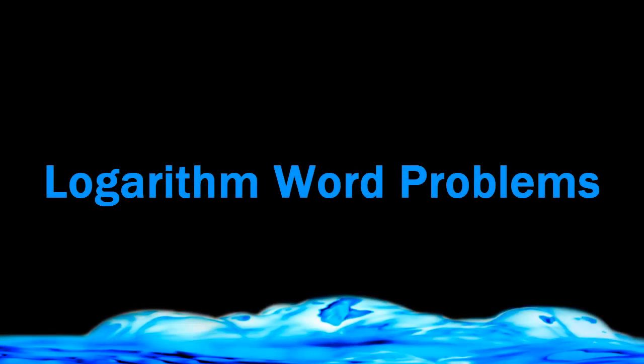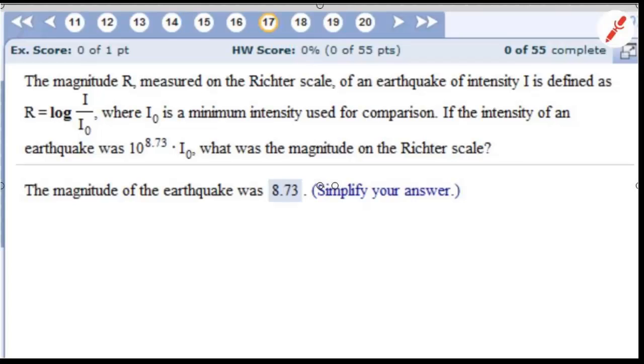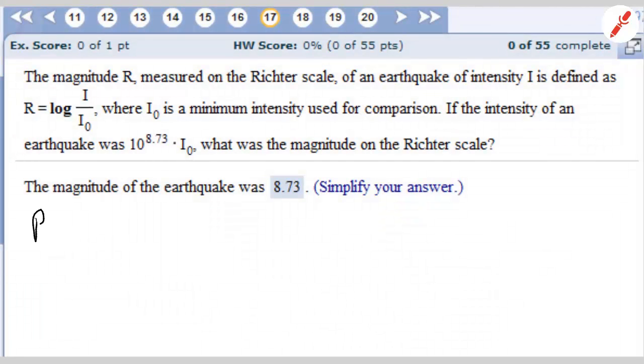Hi there, we're going to be going over logarithm word problems. You're going to recognize some of these scales. The magnitude R measured on the Richter scale of an earthquake intensity I is defined as R equals log I over I sub 0, where I sub 0 is a minimum intensity used for comparison. If the intensity of an earthquake is 10 to the 8.73 power times the minimum intensity, what is the magnitude?